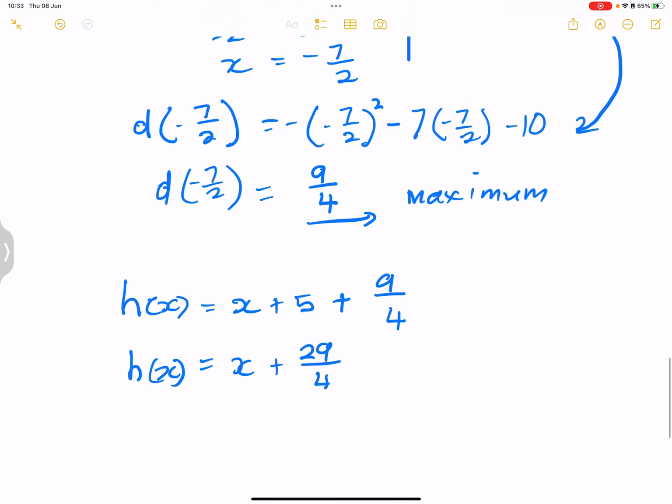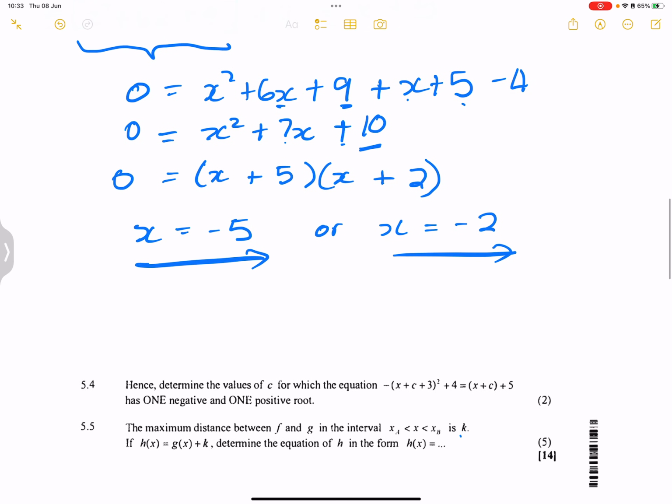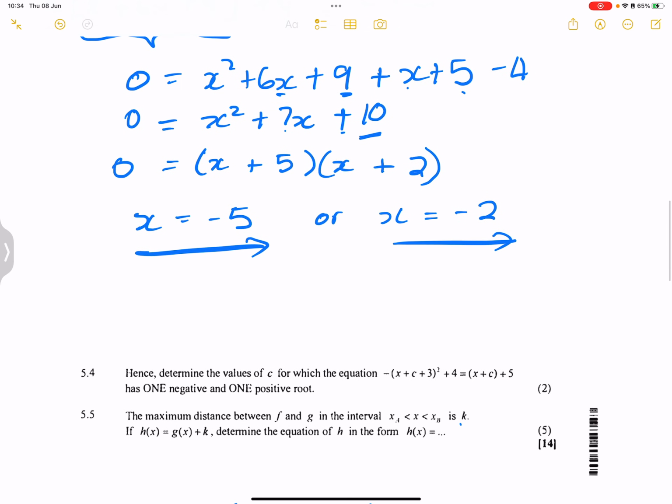All right, please remember, this would be the maximum distance there. I hope that makes sense, ladies and gents. And essentially, we are done with this question, and that is essentially how the cookie crumbles.